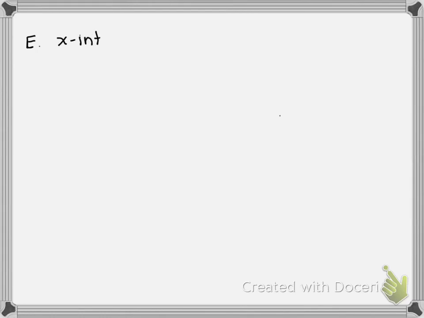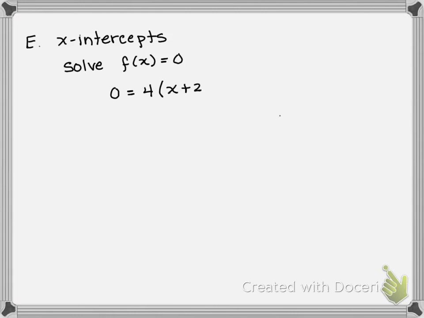X-intercepts. So again, we are plugging 0 in for our output. So we are essentially solving f of x equals 0. That just means replace that f of x, the entire left side of the function, with 0. So we have 0 equals 4 times x plus 2 squared minus 9.